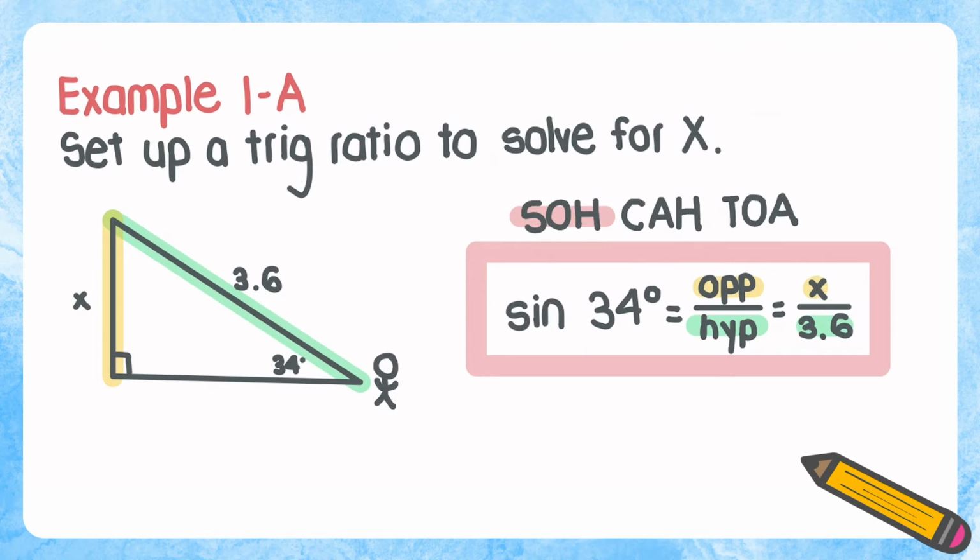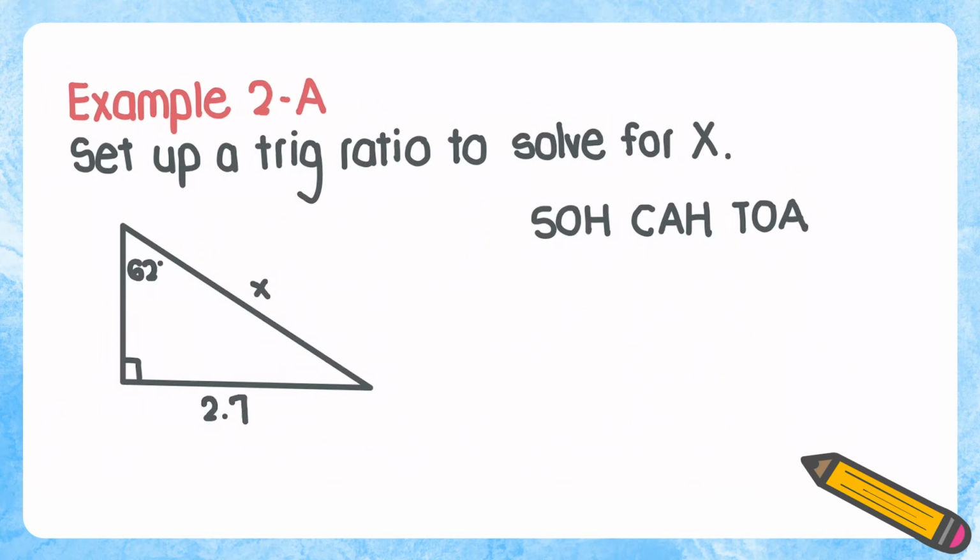So we were able to set up a trig ratio based on the given right triangle. We use the sine portion of SOH CAH TOA since we're focusing on the opposite side and the hypotenuse. Here's part A of example 2. I have a different right triangle here. Again, we are going to set up a trig ratio to solve for x.